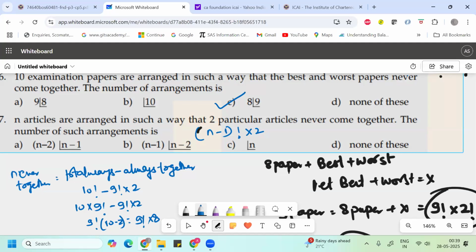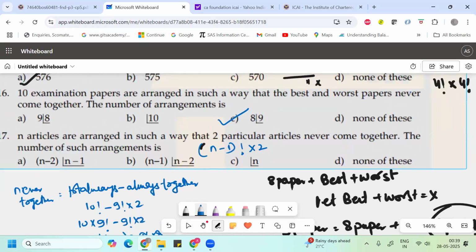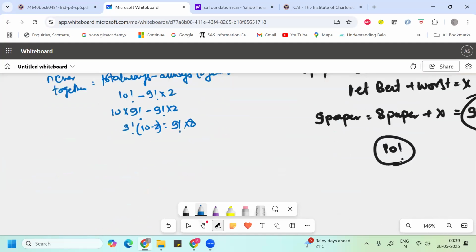Okay. Now same thing if they ask you in terms of n, then what would be the answer? Total number of ways in terms of n would be n factorial. And always together it would be 2 into n minus 1 factorial.